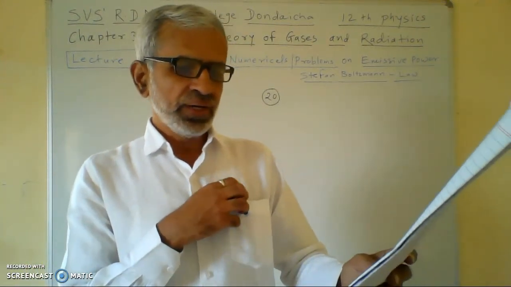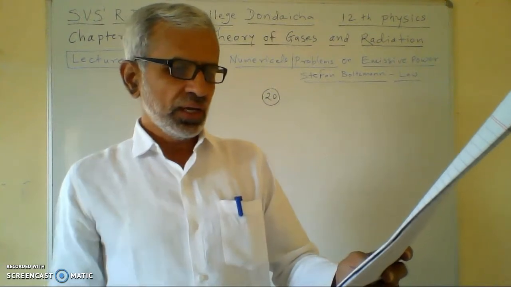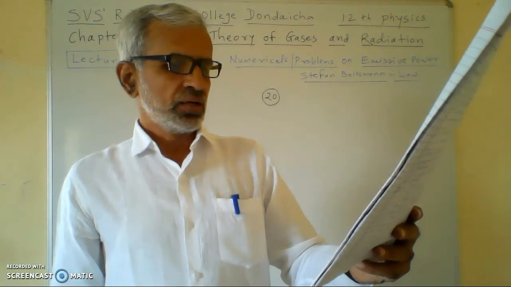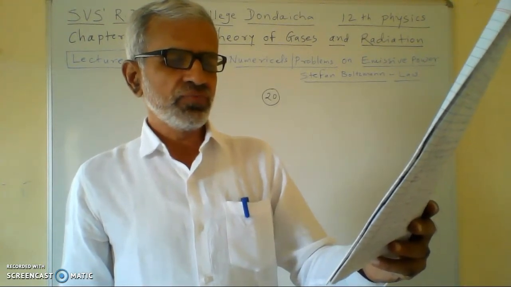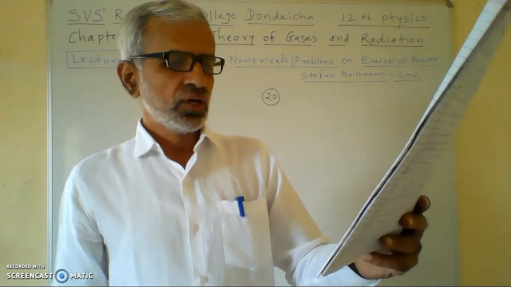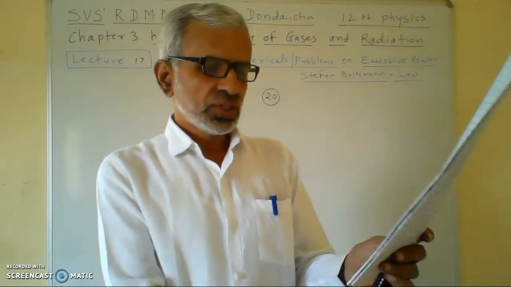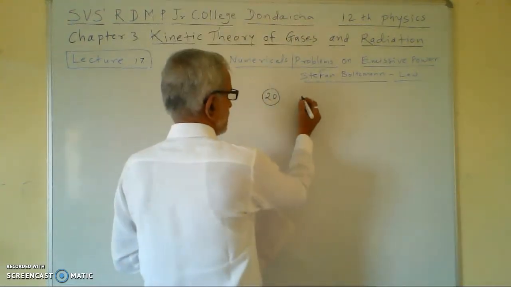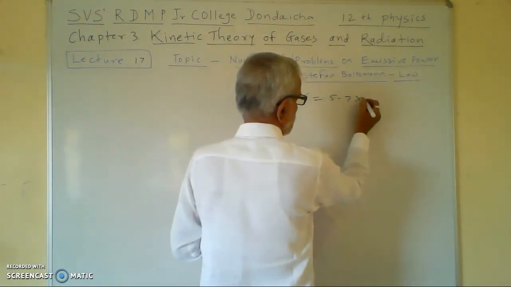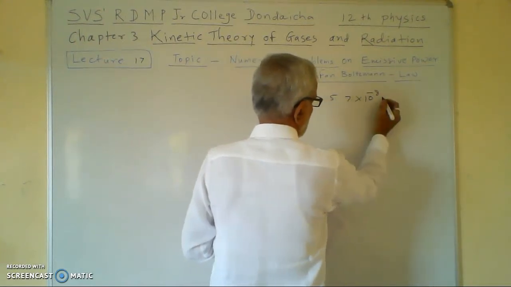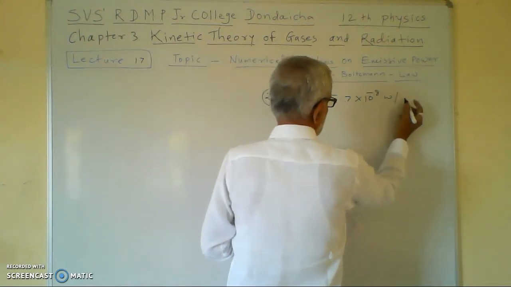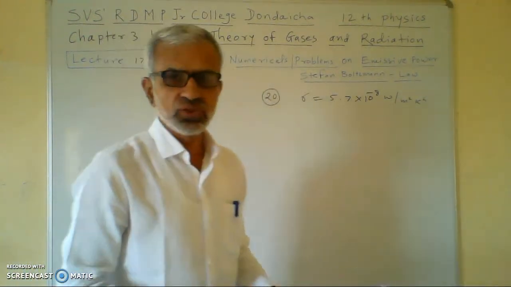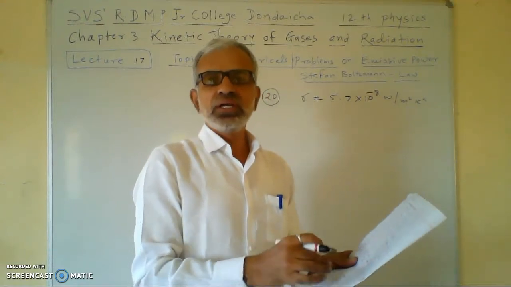Energy is emitted from a hole in an electric furnace at the rate of 20 watt when temperature of furnace is 727 degrees Celsius. What is area of hole? Sigma equal to 5.7 into 10 raised to minus 8 watt per meter square degree Kelvin raised to 4. Actual value is 5.67, but here it is given 5.7.